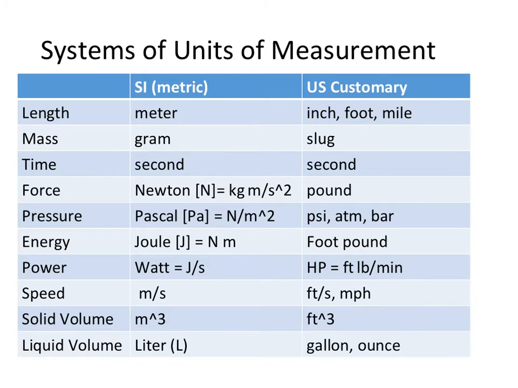So for length, instead of a foot or a mile, you would use a meter. The mass would be a gram. Force would be a newton rather than a pound. Pressure is pascal. Energy is a joule. Power is a watt. Volume would be meters cubed, or liquid volume would be a liter.